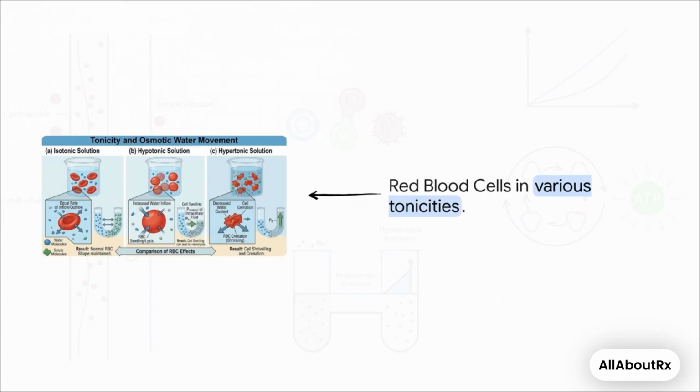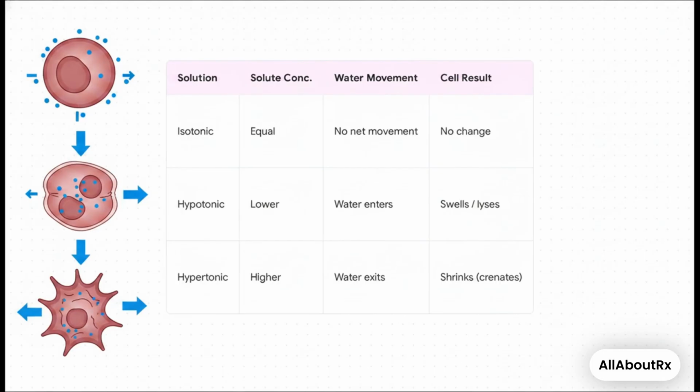Tonicity is all about the effect a solution's non-penetrating solutes have on cell volume. Look at what happens to the red blood cells when they are dropped into these three very different environments. Let's quickly summarize that visual data.